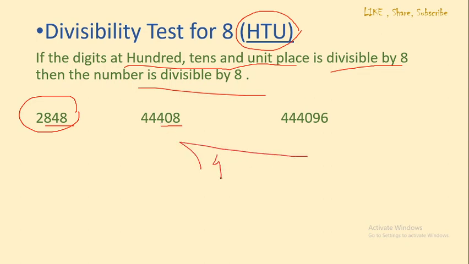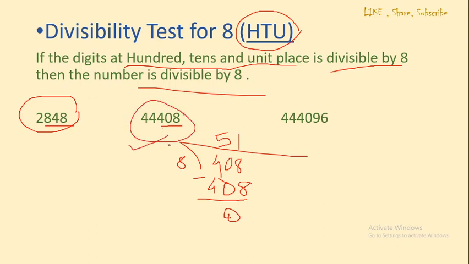408. If it is divided by 8, you can see 8 5s. I am showing the sum so that you can understand what I am saying. 8 5s is 40, and 8 1s is 8, and so the remainder is 0. That means 408 is divisible by 8, and so this whole number is also divisible by 8. Have you understood? We have to check.